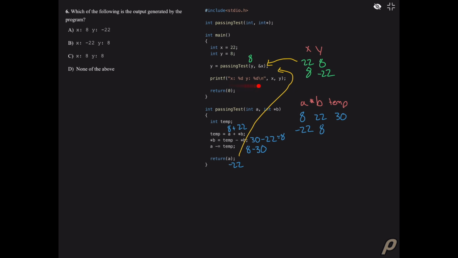Okay, so now we finally get to our print statement, and we see that we're just printing x, and then we're just printing y. And we see x is 8 and y is negative 22. So if we look at our answers, we get A.